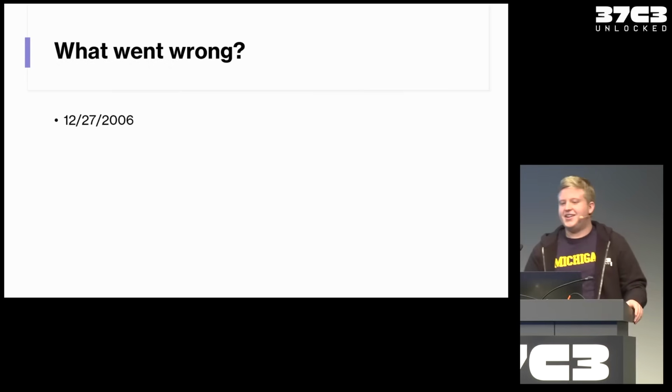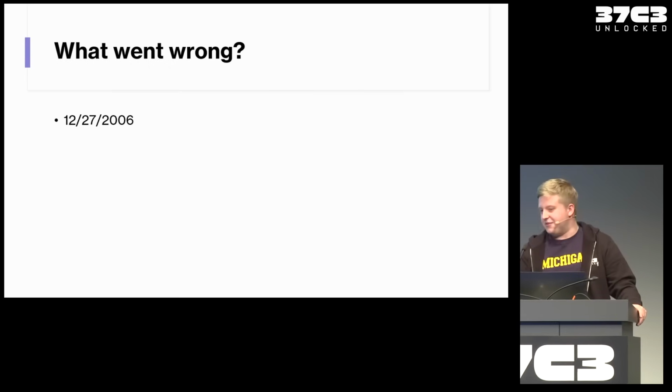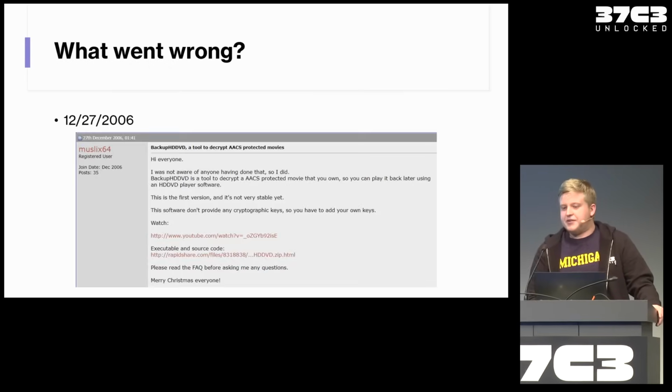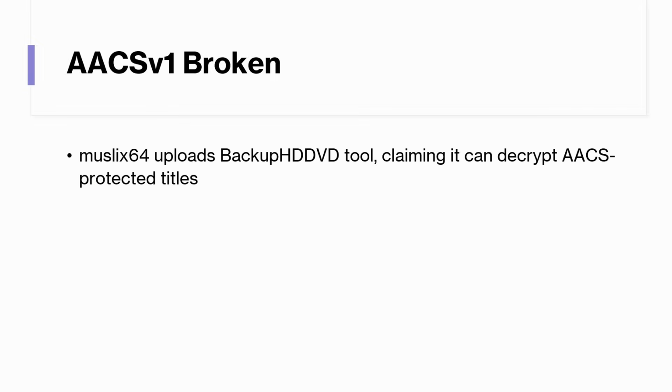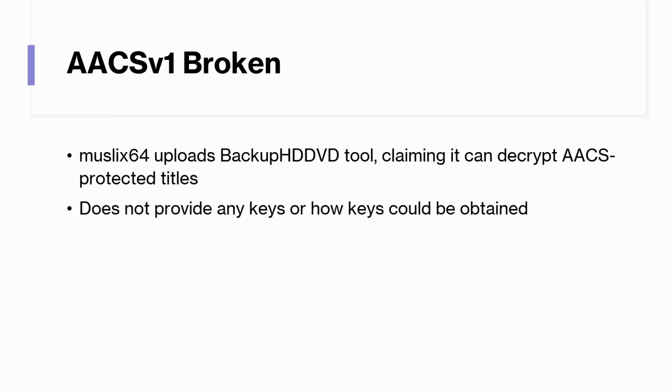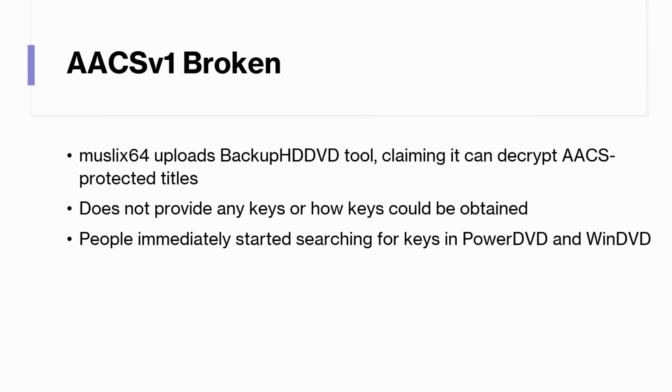Well, on December 27, 2006, a forum poster by the name of MusliX64 made this legendary post, releasing backup HD DVD. So this tool was the first tool that claimed to decrypt AACS protected titles. Now, they didn't provide any keys or information on how keys could be obtained, but that kickstarted a search with people trying to find any existing keys in the wild.